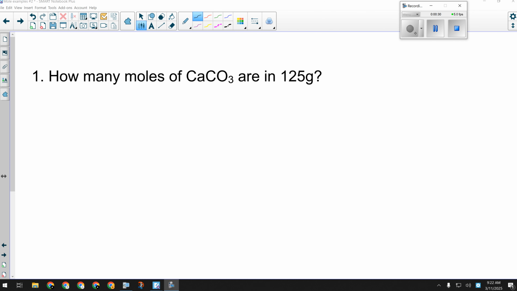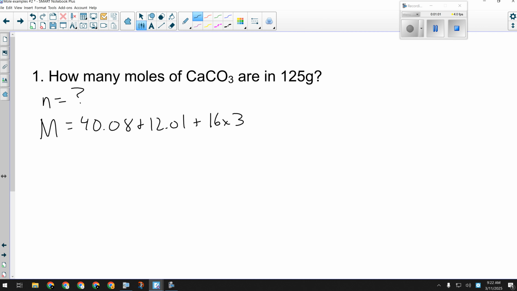All right, so question number 1 is a type 1 question. We're being asked to find the number of moles, so we're looking for n. We're told the material is calcium carbonate. So we're going to go 40.08 because we have 1 calcium. How many carbons do we have? Just 1. Okay, so we'll go plus 12.01 plus we have how many oxygens? 3. So 16 times 3. We're going to put those together and then we'll get the molar mass.